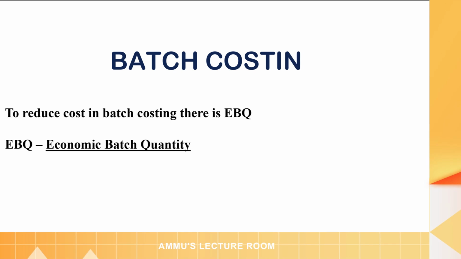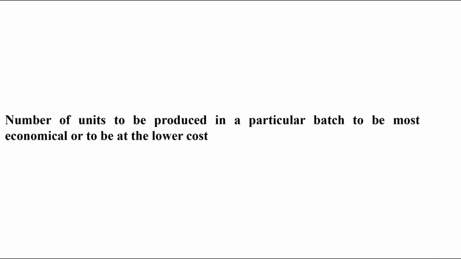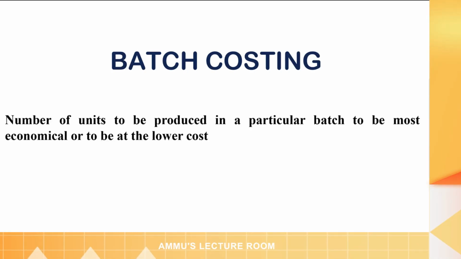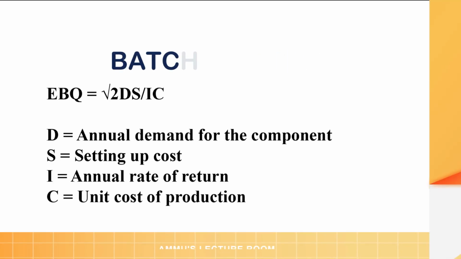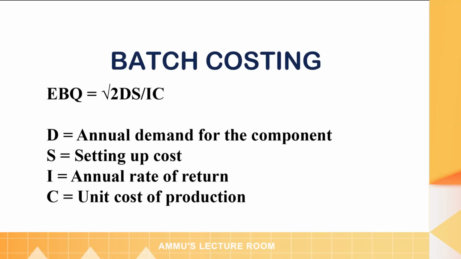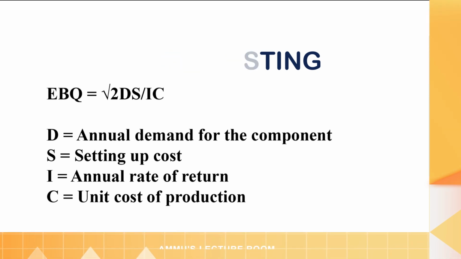In batch costing, in order to reduce the cost, there is EBQ. EBQ means economic batch quantity. It is the number of units to be produced in a particular batch to be most economical or to be at the lowest cost. The equation for economic batch quantity is root of 2DS divided by IC. Here D stands for annual demand for the component, S stands for setting up cost, I annual rate of return, C unit cost of production.